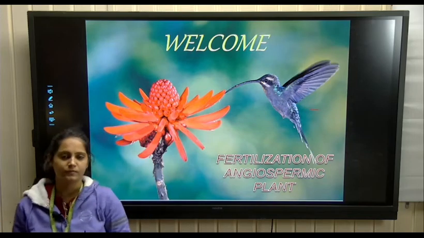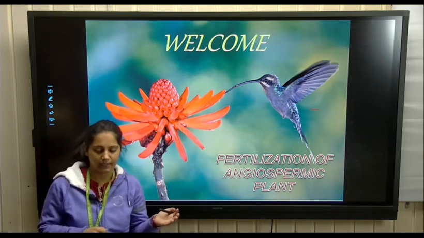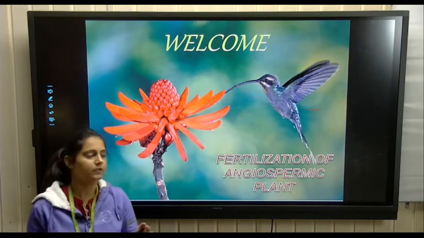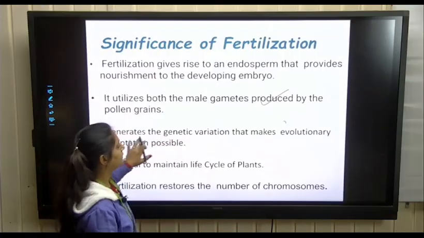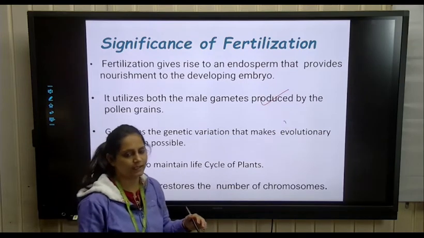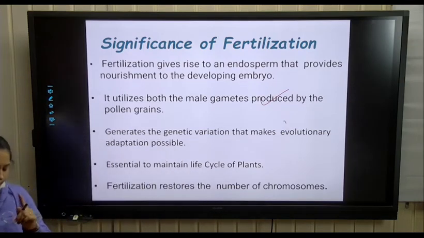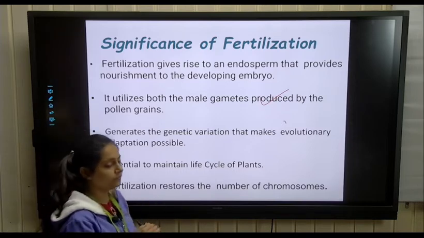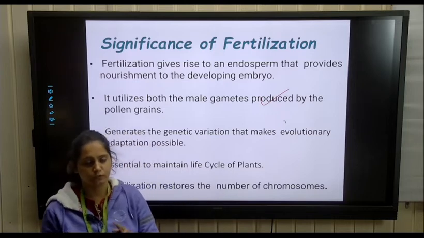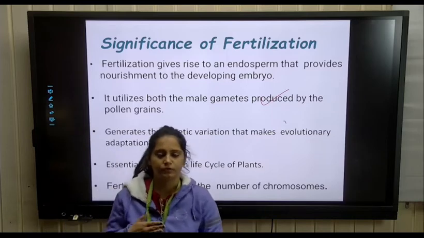So angiosperms are the highest plant category, which have a complex development system and complex organ system in the plant kingdom. So first, why is it necessary? What is the need of fertilization in plants? Fertilization is a process of fusion of two haploid gametes, and it generates a diploid zygote. So the first important thing is that it continues the progeny, continues the life cycle of a plant.